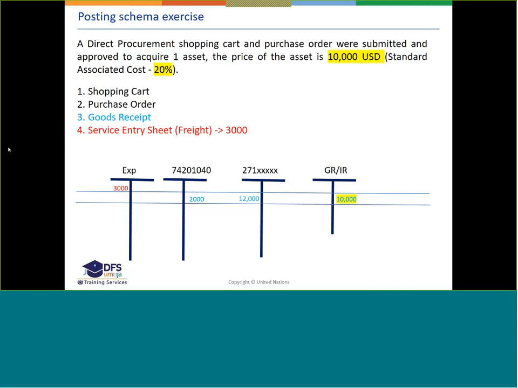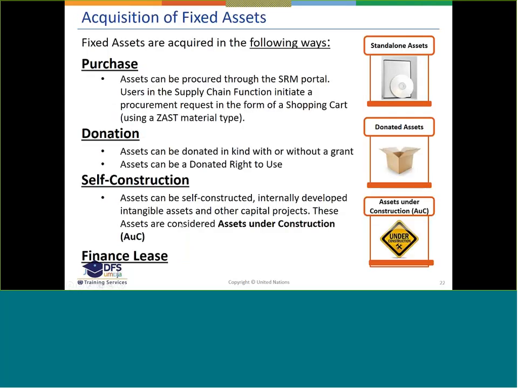The entry on 74201. So the entry on DGL, of course, is statistical on the FM side. So this is not impacting the budget at all. You are paying 10,000. So this entry here is purely statistical.